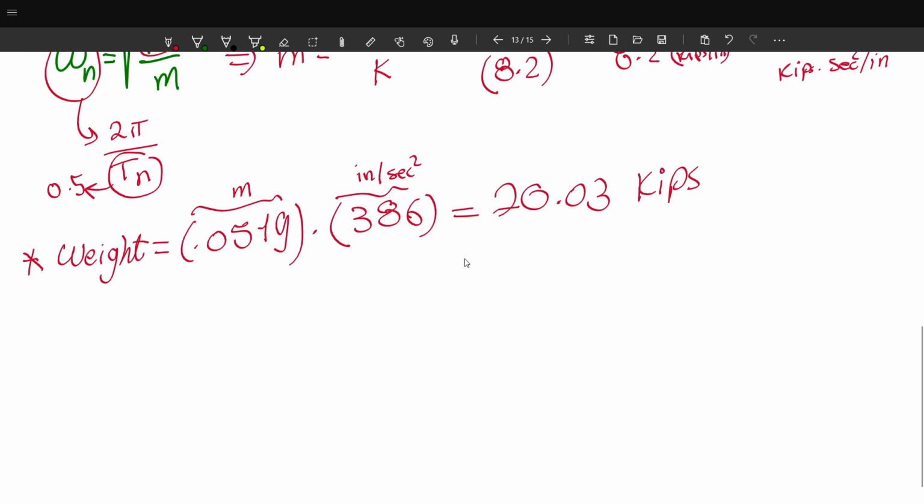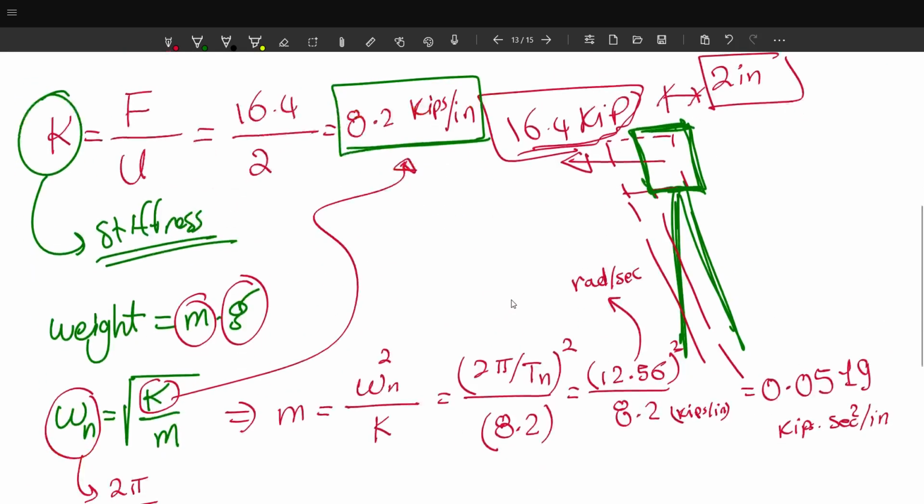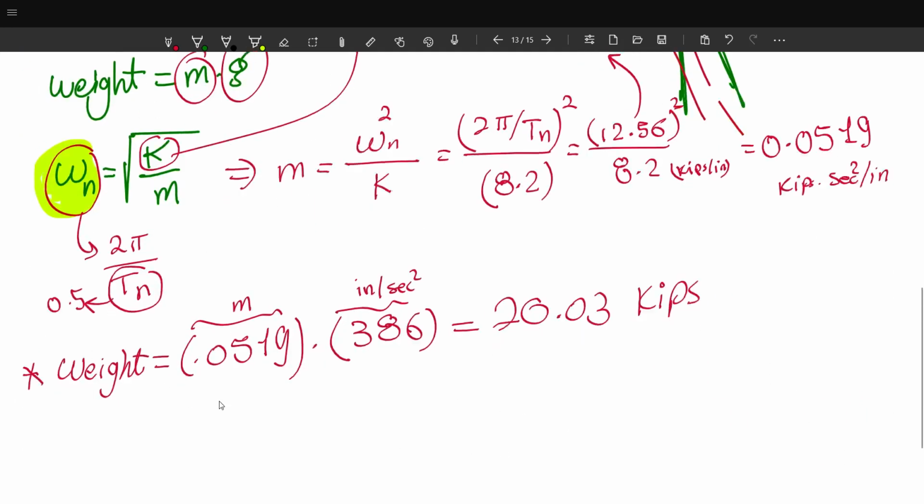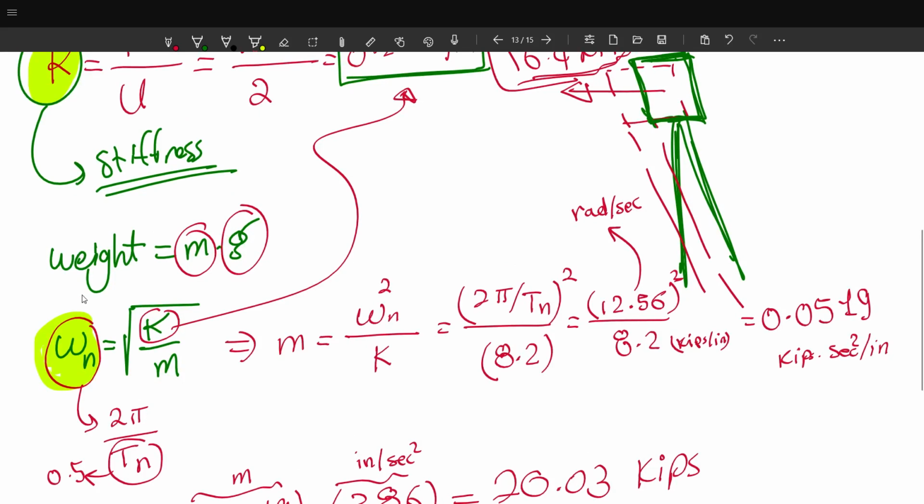So what is the point, or what is the logic behind this? Whenever we know the stiffness of the structure and we know about its natural circular frequency, then it is very easy for us to obtain the weight of the system. Because as you can see here, weight in general is going to be a function of what? Mass times the acceleration.